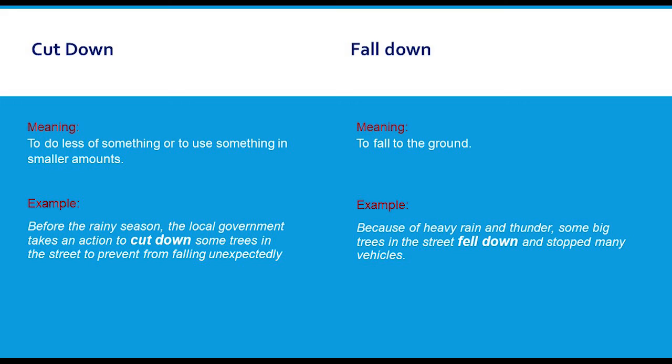Fall down. It means to fall to the ground. For example, because of heavy rain and thunder, some big trees in the street fell down and stopped many vehicles.